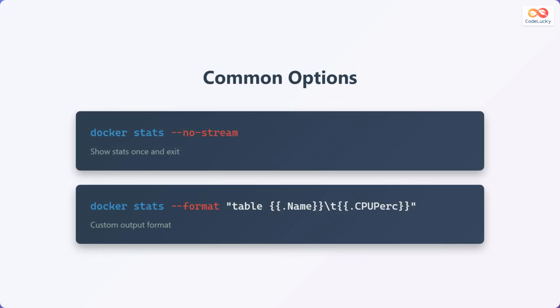The docker stats command comes with several useful options. To show stats once and exit, use the --no-stream flag. For example, docker stats --no-stream. To customize the output format, use the --format flag followed by a template string. For example, docker stats --format "table {{.Name}}\t{{.CPUPerc}}".